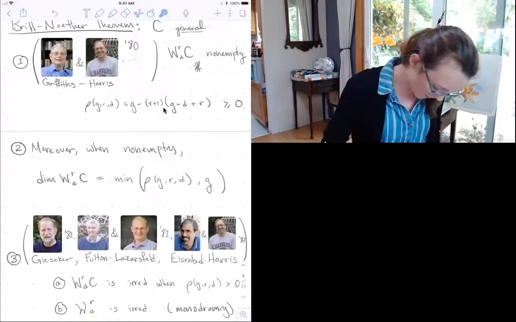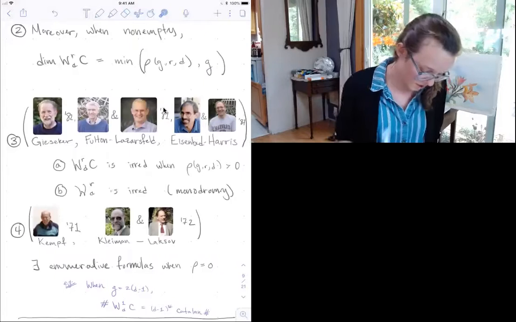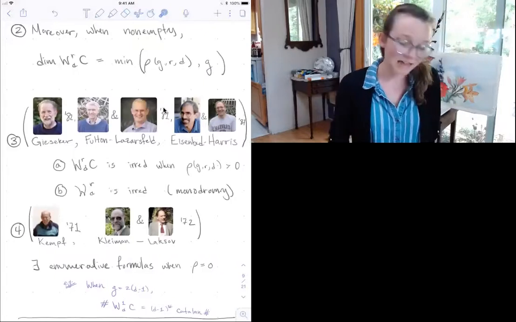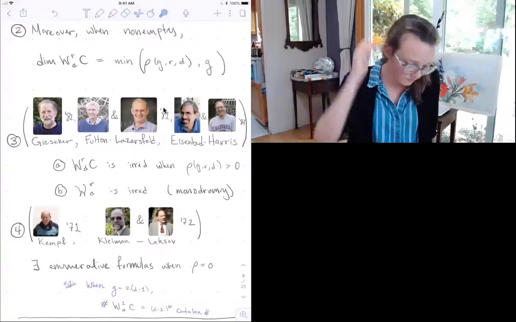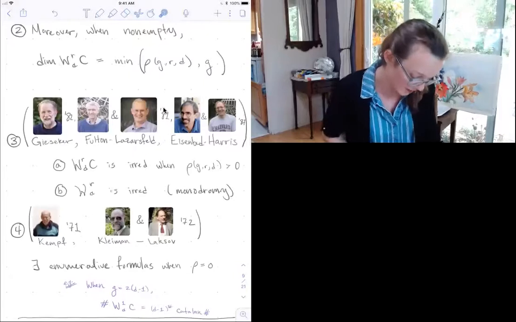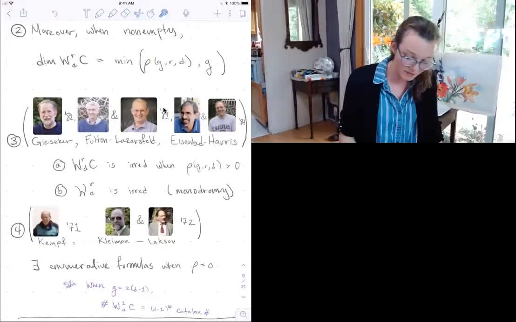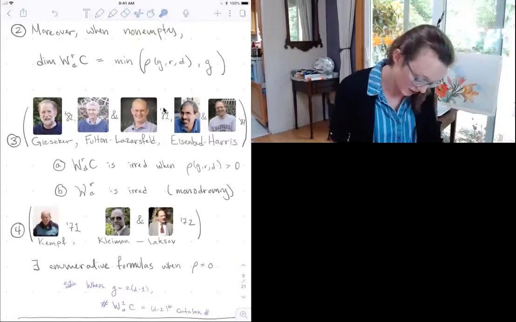Okay, and finally, actually what was done first, because it was valid if the dimension was the expected dimension, which you need Griffiths and Harris's proof of that to know that this is valid, but there are enumerative formulas when rho is 0. And these were proved by Kempf and Kleiman-Laksov.